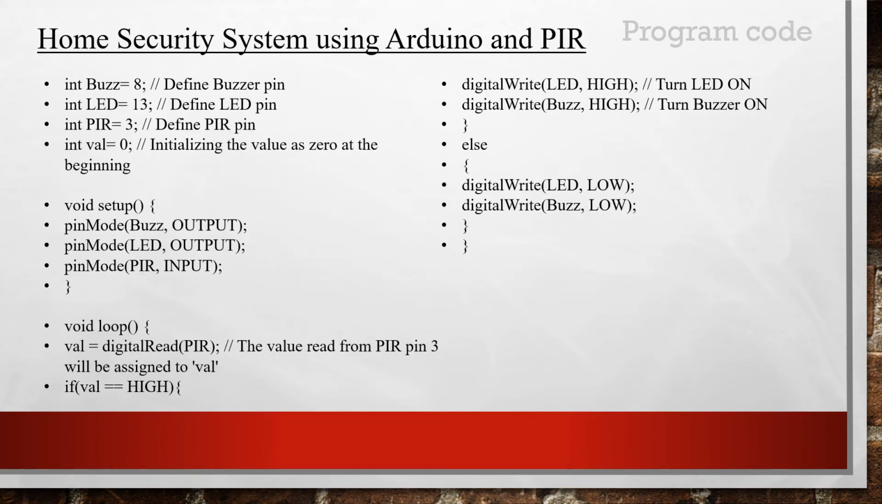Now coming to the coding part of the home security system, initially what you have to do is define the buzzer pin. The output buzzer pin we have given, then define the LED pin. The buzzer pin is given to the 8th pin of the Arduino board, and the LED is given to the 13th pin, and then you have to define the PIR pin that we use as the motion sensor. That will be pin number 3.